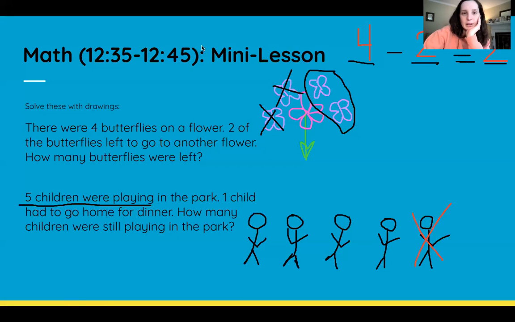All right, now can you make a number sentence to show this? Something minus something equals something. Think about how many you started with, how many you took away, and how many are left. Go ahead and write it down before I write down my idea.